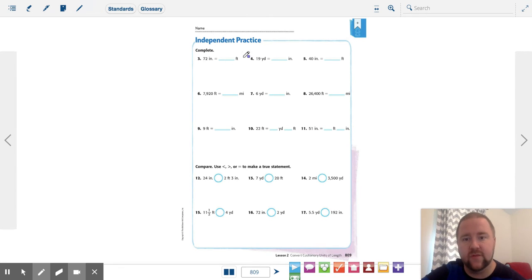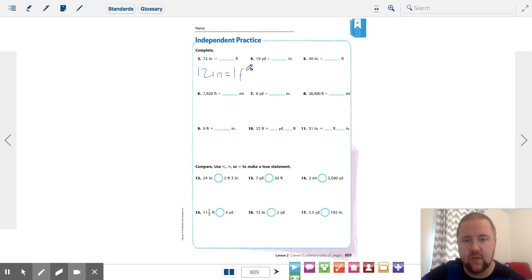So we're going to look at this problem here, number 3. It says 72 inches equals how many feet? We need to figure out the relationship between inches and feet. So you'll be given the chart that tells you that 12 inches equals 1 foot. Hopefully we know that already. Okay, 12 inches equals 1 foot.